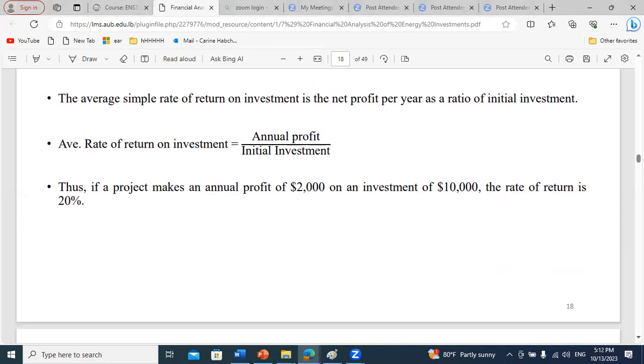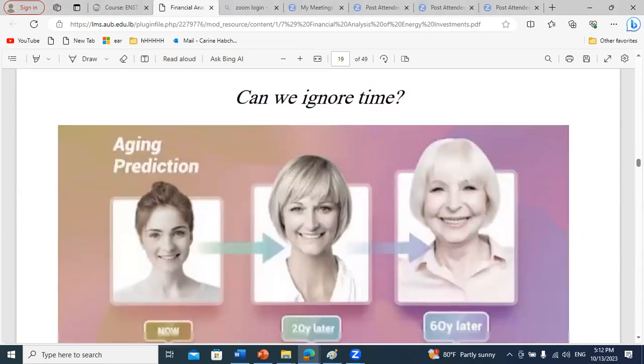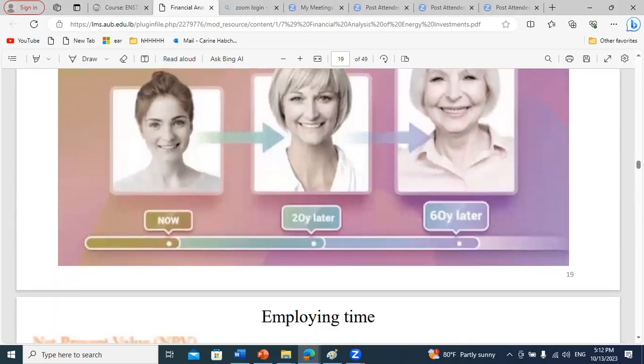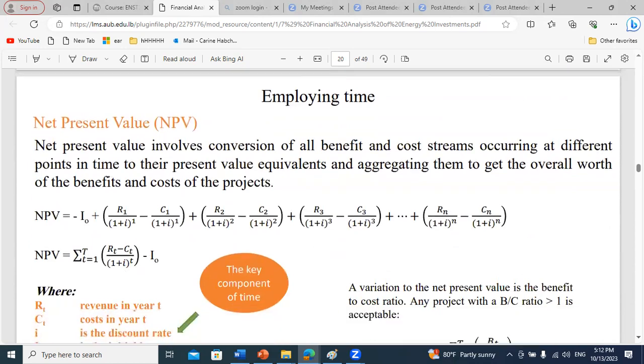So for energy projects that will have a considerable lifetime, we cannot ignore time, of course. So we should take into consideration time's effect. To do this, as we discussed with Hilda, we should consider the net present value. So we should bring back all revenues and costs to the investment time. This is why we say the method to assess the balance of cost and revenues taking time into consideration is the net present value method.